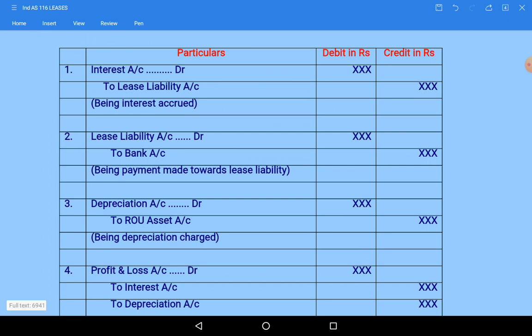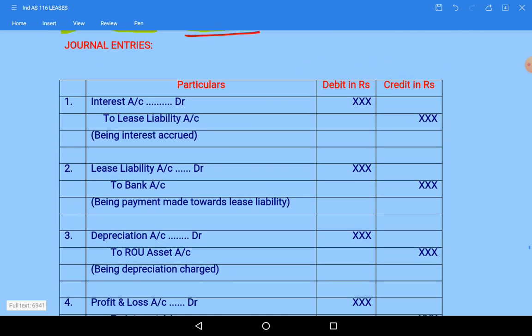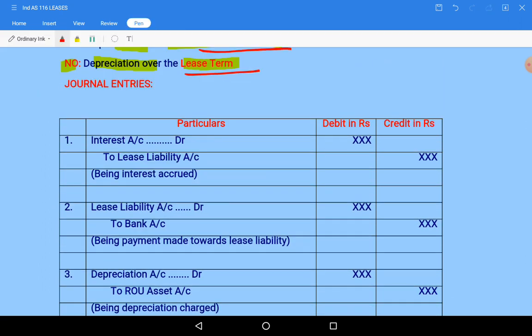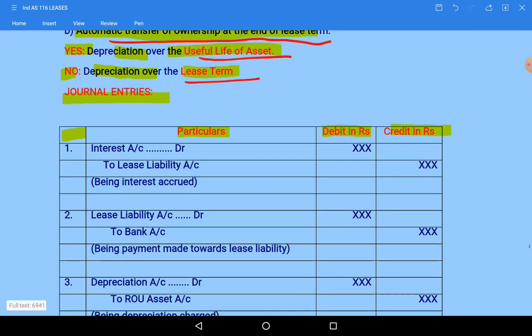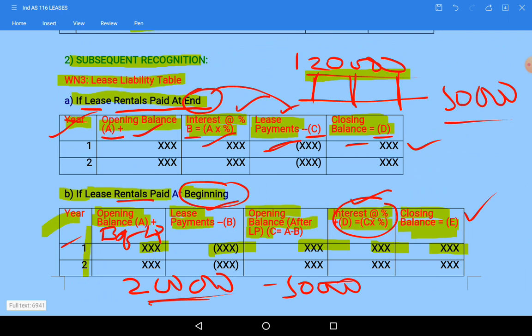Okay, so now we need to do the general entries for subsequent recognition. First the date column will be there, then particulars. If the date is not given, we will write the number, then debit amount, credit amount. The general proforma you all know. Initial recognition is already over, and I will show you the initial recognition general entry.